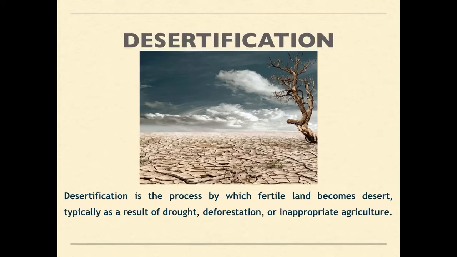Our next word is desertification. It is somewhat related to deforestation. Desertification is the process by which fertile land becomes desert, typically as a result of drought, deforestation, or inappropriate agriculture.